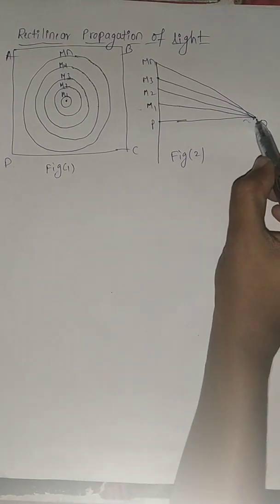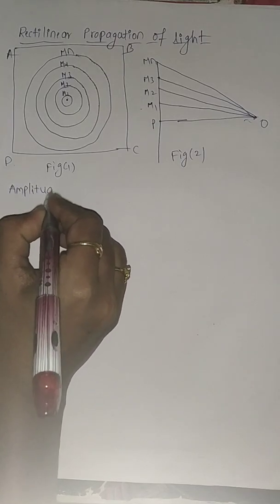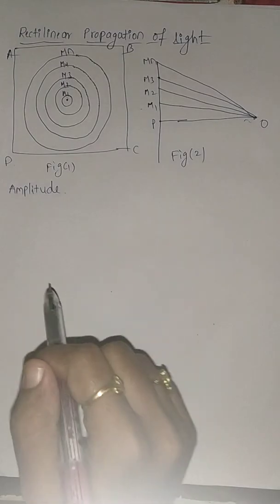Now in rectilinear propagation of light, what will happen? Suppose you find the amplitude at a point O. Amplitude is nothing but brightness. Some light will be dull and some light will have more brightness. So the brightness at a point O depends on what factors? That brightness is called amplitude. According to Fresnel, we divided the wavefront into many zones, and after dividing, the resultant effect at point O is what we call amplitude.